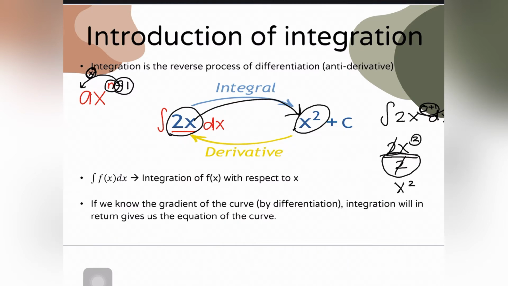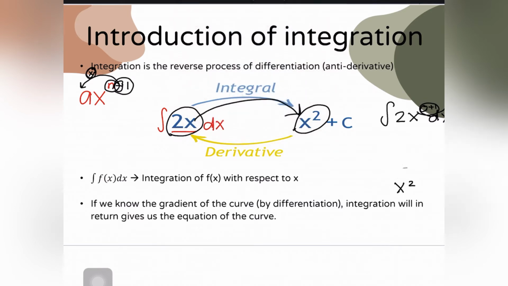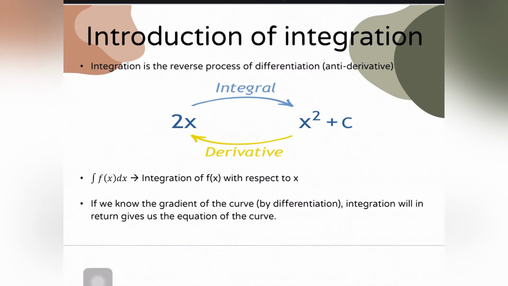Okay, so let's say we have another example here. We want to see how the process of integration can return the original equation. Let's say we have y equal to 5x to the power of 4. You want to do a process of differentiation, so what you will get is dy dx, where dy dx means the derivative of y with respect to x.